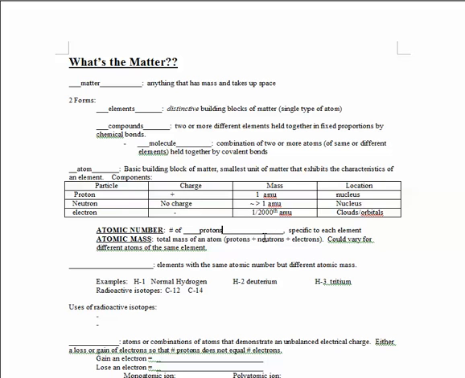Now, the number of protons is very important because that is what specifies the identity of a particular type of element or atom. If you change the number of protons, you've essentially changed the element into something else. You can change neutrons and get something slightly different. You can change electrons and get an ion, but you change the number of protons and you've changed the element's identity. The other number, the larger of the two, is the atomic mass.